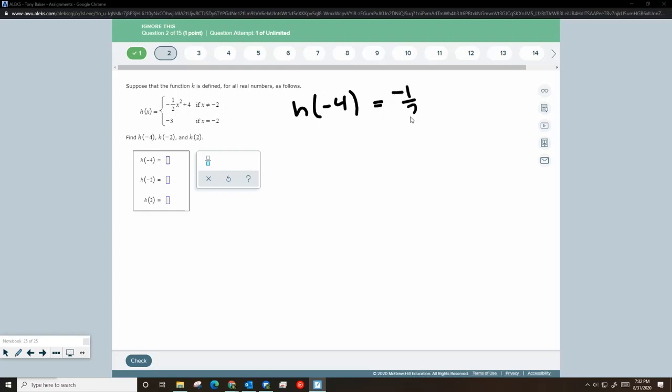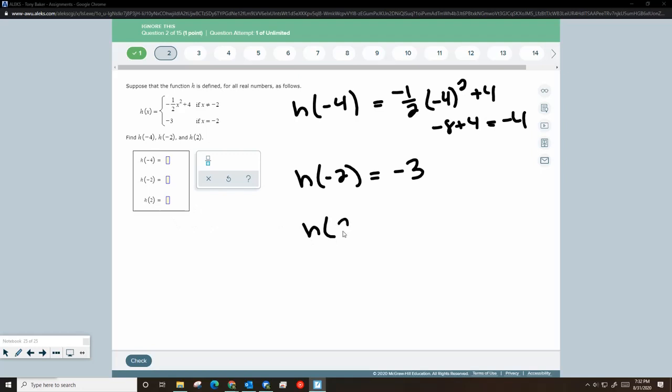So I'm going to plug it in to the x. I get -4 squared, which is 16, times -1/2, so I get -8 plus 4, which is -4. The next one, h is -2. That is -2, so I'm going to use the second line, which in this case is just -3. There's no numbers to plug in at all.